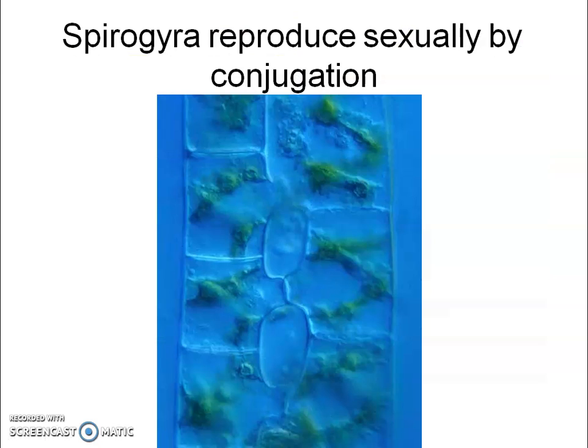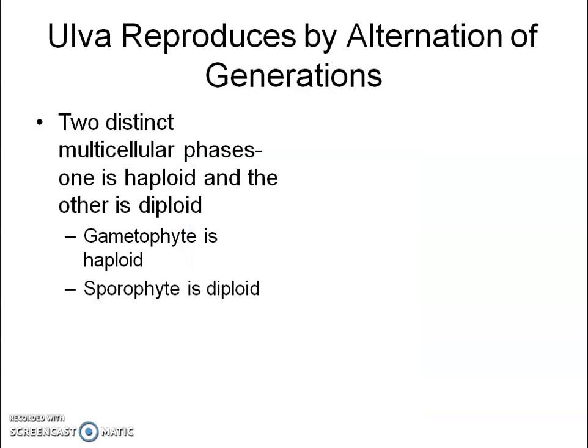Then Spirogyra reproduces sexually by conjugation. It is that conjugation we read last in fungi, how the two hypha cells come in contact, and either a zoospore is formed, or the whole of the two of them form a new type of zoospore. So in that way it happens.